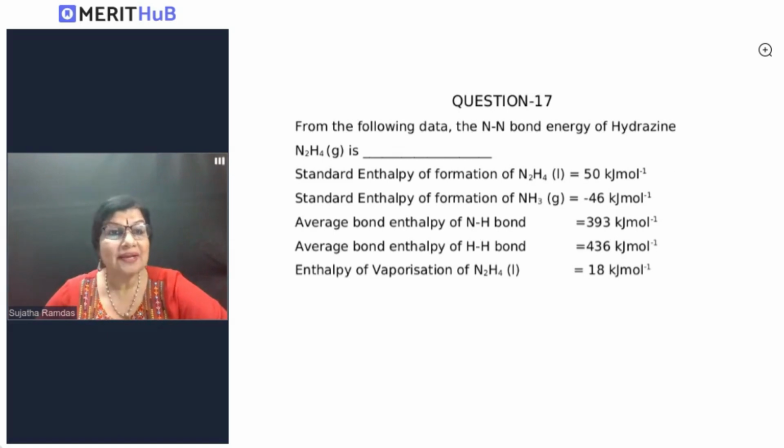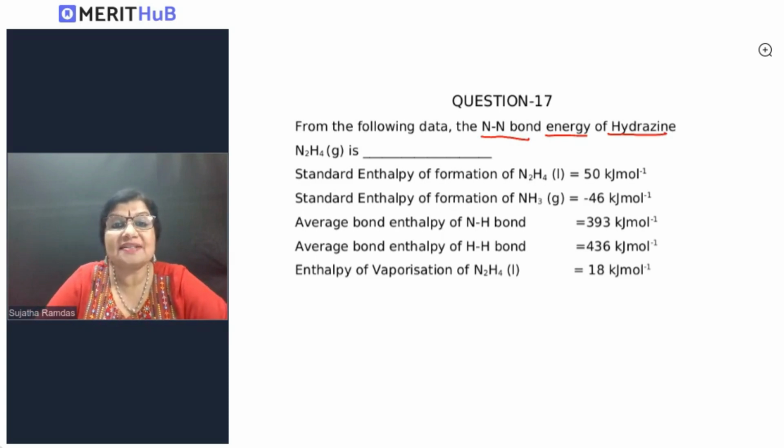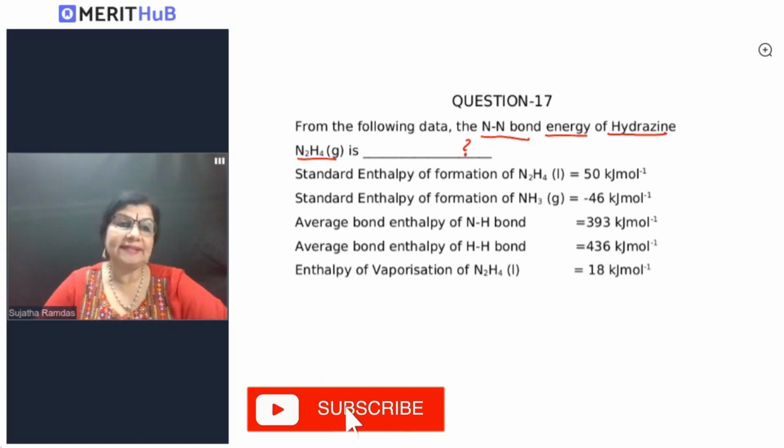Now this is a numerical value type question found in section B of your exam paper. So let's read this question. There's a lot of data given. We have to write a lot of equations. So we have to be very careful doing this problem. From the following data, the N-N bond enthalpy or bond energy of hydrazine, and look at the physical state, hydrazine in the gaseous state, has to be determined.